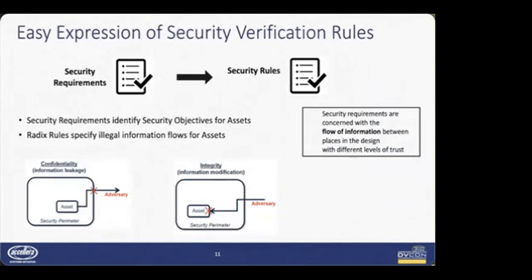Security requirements are concerned with the flow of information between places in the design with different levels of trust. Security requirements identify security objectives for all assets, i.e., information leakage or information modification. The requirements are then translated to Radix rules which will be used during the security verification phase. Radix rules specify illegal information flows related to assets, and this makes it easy to write rules for both confidentiality and integrity objectives.